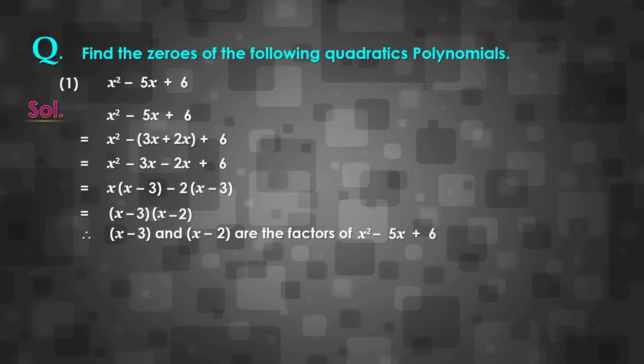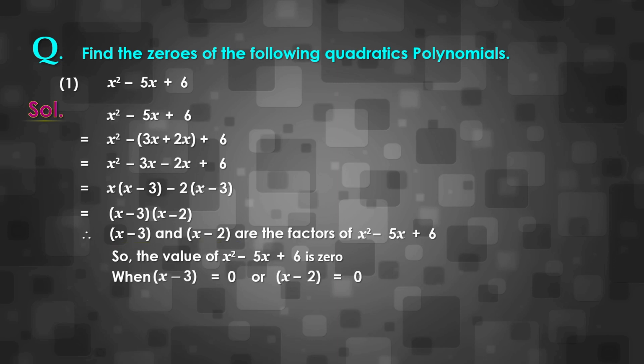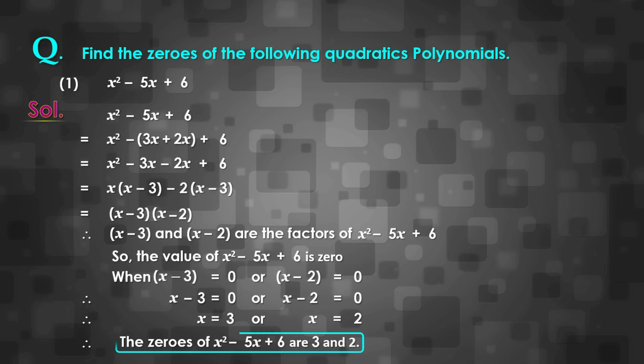Now, to find the zeros, we equate each factor to 0. First, x minus 3 equals 0. This gives x equals 3. Second, x minus 2 equals 0. This gives x equals 2. Therefore, the zeros of the quadratic polynomial x squared minus 5x plus 6 are 3 and 2.